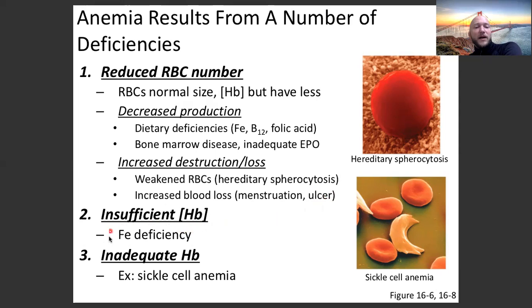Insufficient hemoglobin, so iron deficiency. There's an iron atom in the middle of every heme group. You need 4 heme groups to make a hemoglobin molecule. If you don't have enough iron, either you're not absorbing it well, you don't have enough iron in your diet, or with chronic infection, your body can sequester all of your iron in your liver to try to starve out the infection of iron. It can lead to iron deficient anemia. Inadequate hemoglobin, so not correctly functioning hemoglobin, is sickle cell anemia.